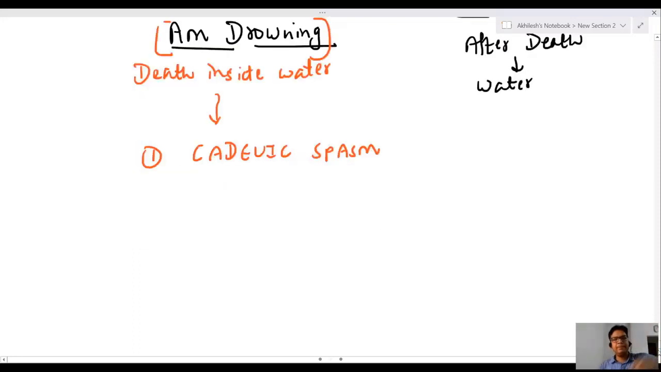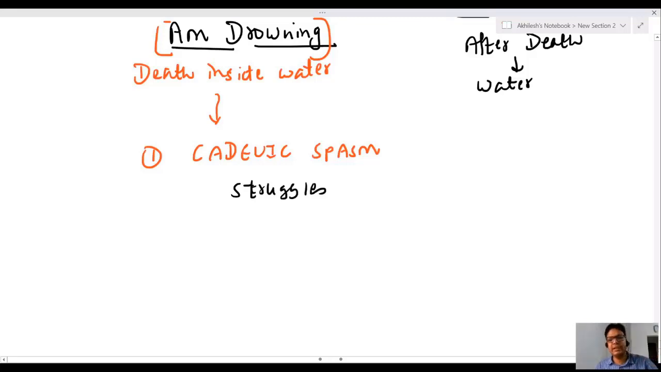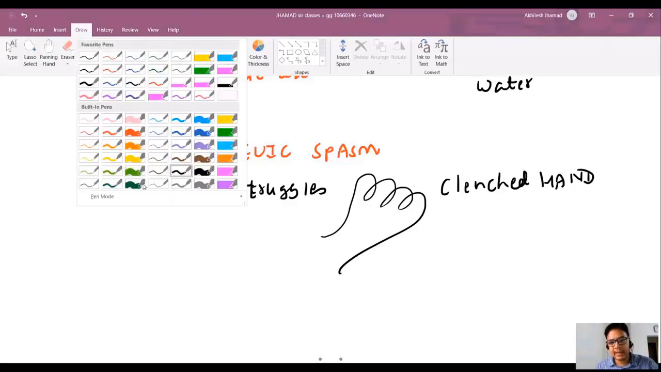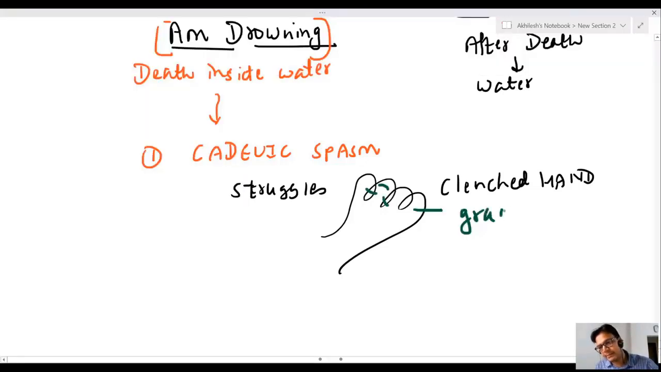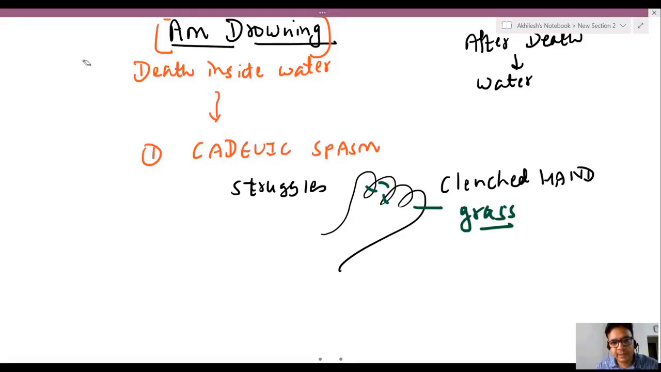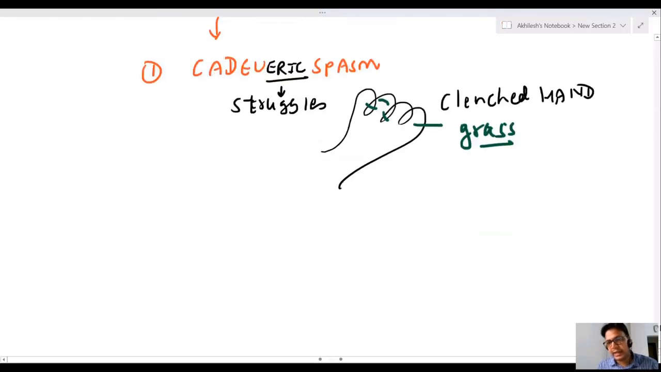What is cadaveric spasm? A person struggles in water and the hand remains clenched with some grass particles. This suggests that the person struggled in water. This phenomenon is known as cadaveric spasm, and it suggests the person died in water. This is the most characteristic finding of antemortem drowning. First phenomenon, cadaveric spasm.